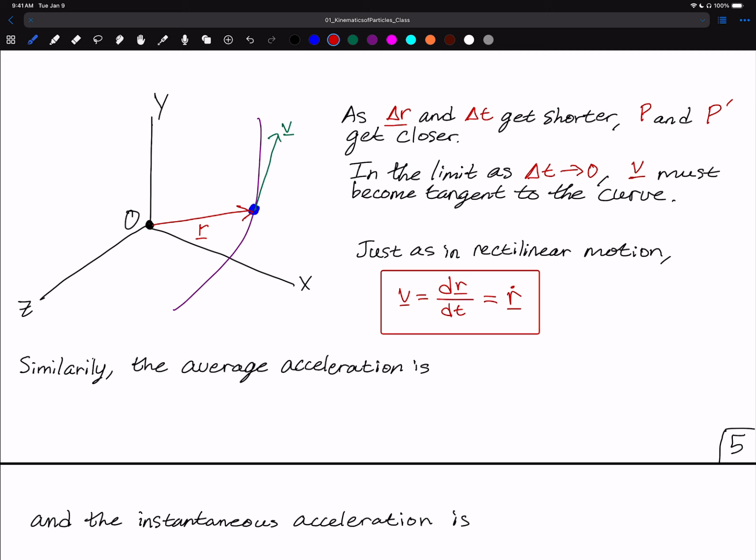What about the acceleration? Is the acceleration going to be in the same direction? Take a moment and think about that. Will it be tangent to the curve? Will it be perpendicular to the curve? Where will that acceleration be? We'll go through in a moment and figure out where that is.